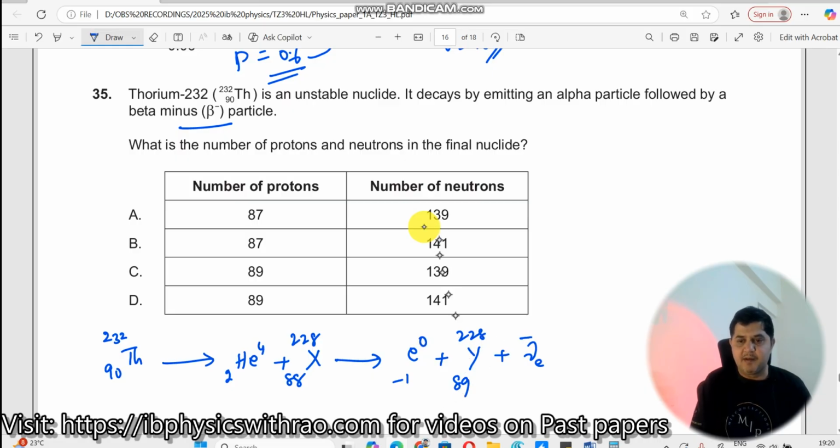So for this particular problem, 89 and 228 is your answer. So definitely these two options are wrong. One of these should be right. Now you want the number of neutrons. What is this? Protons plus neutrons over here, right? So I will write 228 minus 89, which is 139. 8 minus 9, you borrow, 18 minus 9 is 9, then 11 minus 8 is 3, then 1. So it is 139 neutrons.